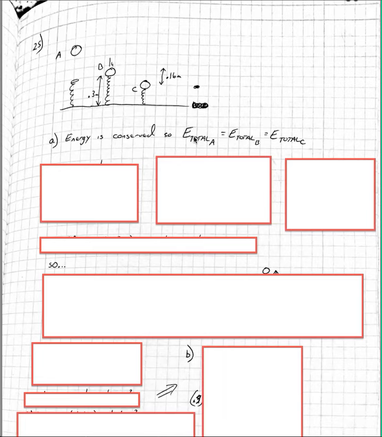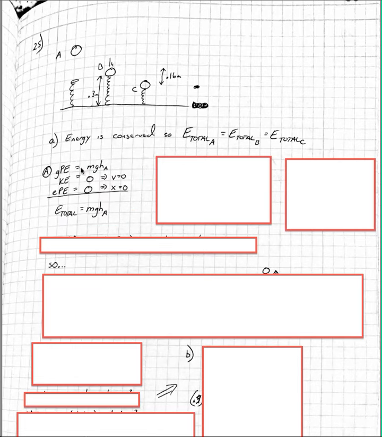And what types of energies could it have at A? It could have gravitational. It could have kinetic. Well, it couldn't have kinetic because the velocity is zero, and it couldn't have elastic because the spring hasn't been stretched at all. What kinds could it have at B?